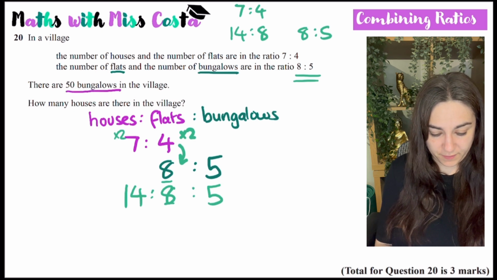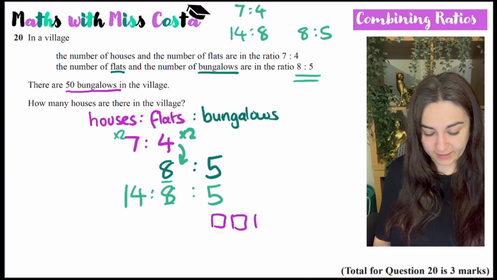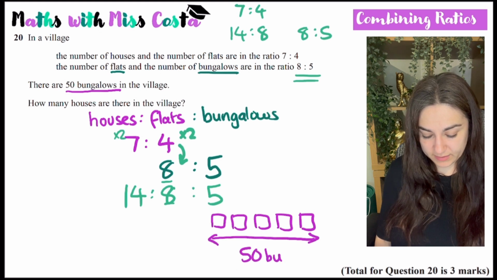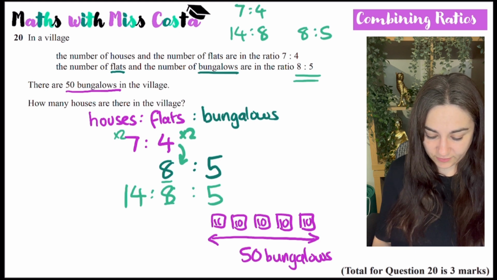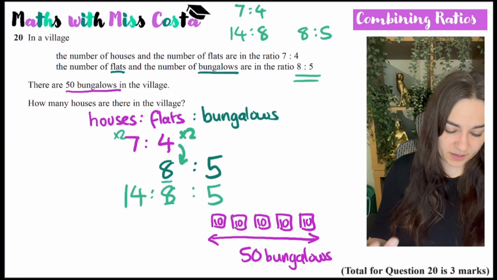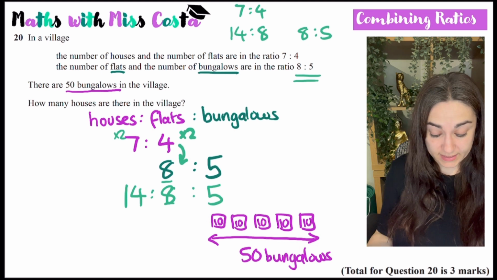I'm told that there are 50 bungalows in the village. So 5 parts. If I actually drew this out, I've got 1, 2, 3, 4, 5 parts, and they are equal to 50 bungalows. So what I want to do is think to myself, okay, 5 parts is equal to 50 bungalows. So that means that each part must be worth 10 units. This is a little bit of a tricky question because you've got flats, bungalows and houses. So each part is equal to 10.